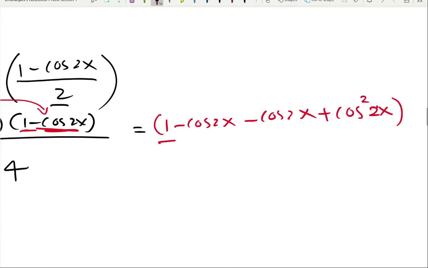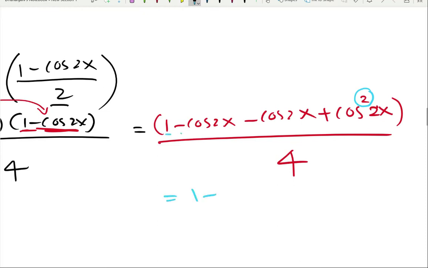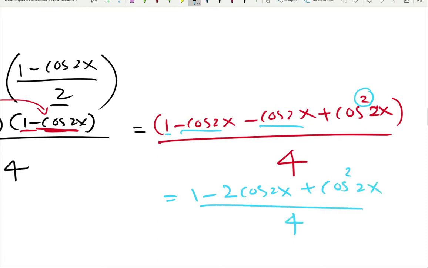Okay, over 4. Alright, now you will be like, well, our purpose was to reduce the power, but still we have a power of 2. How can we get rid of that? We want power 1. Now what can we do here? So let's simplify this furthermore. This is 1 minus cosine 2x minus cosine 2x, so negative 2 cosine 2x plus cosine square 2x. Now you have to learn these tricks.